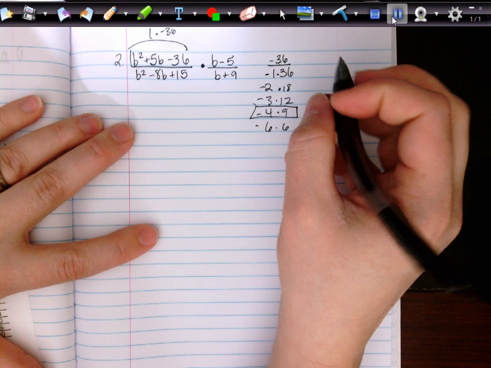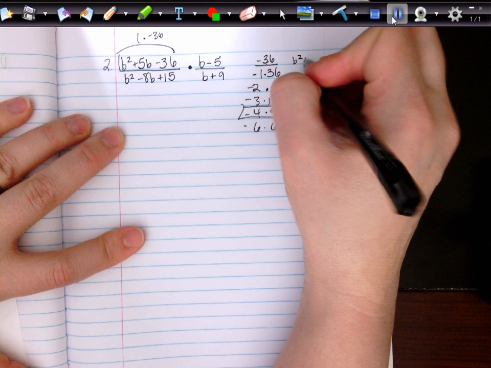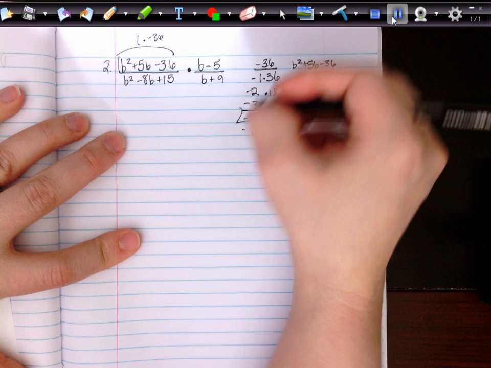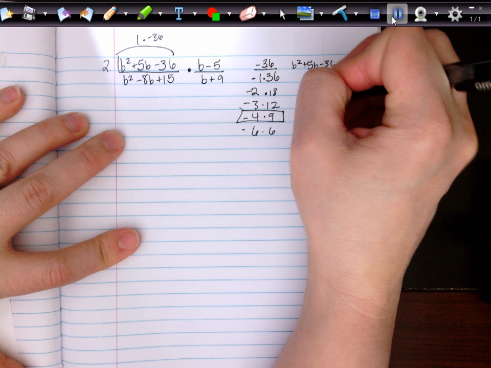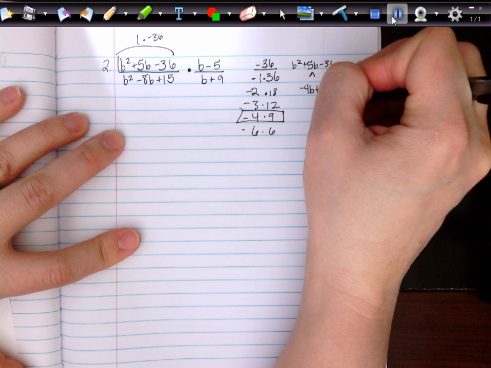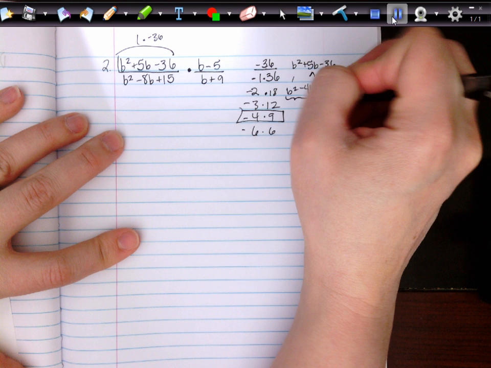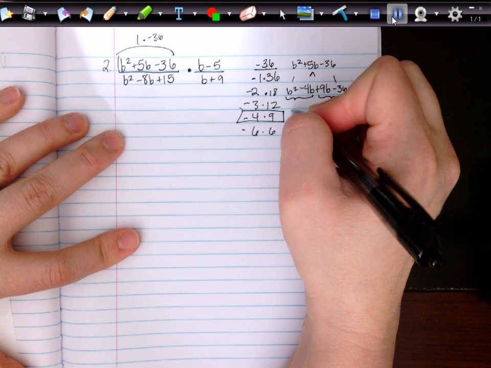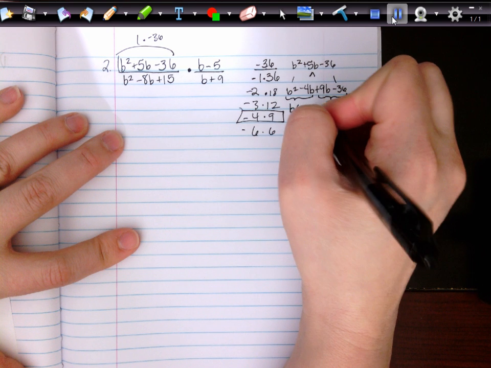So I'm going to break this up. I'm going to put it over here, b squared plus 5b minus 36. I'm going to break this up into negative 4b plus 9b, bring down my negative 36, and bring down my b squared. I'm going to factor my first group, my second group. First, I'm going to factor out a b. It's going to give me b minus 4.